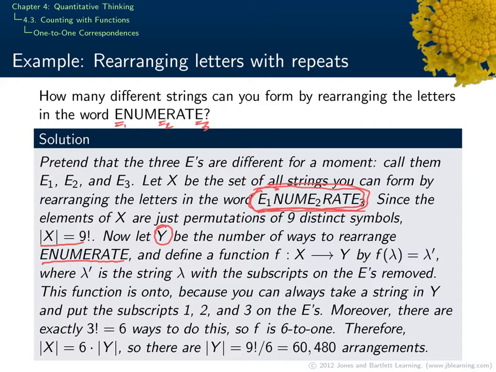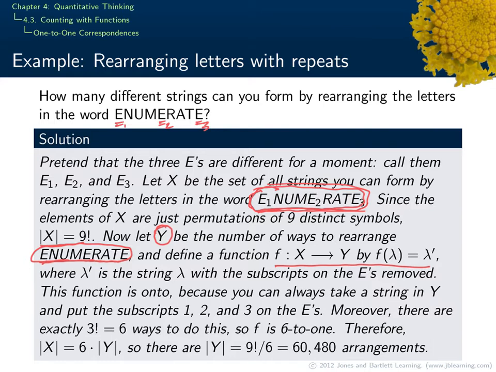And it's going to turn out to be 6 to 1 because, given one of these strings here, there are 3 factorial or 6 ways to label the e's as E1, E2, E3. So this function that we've just described is onto, and it's 6 to 1. So that means that x is 6 times as big as y, right?